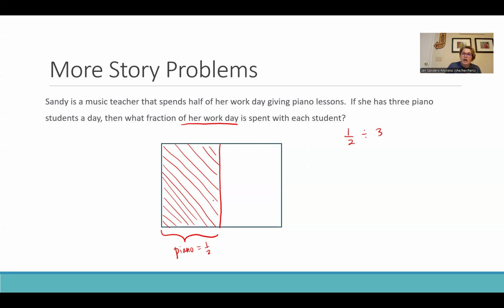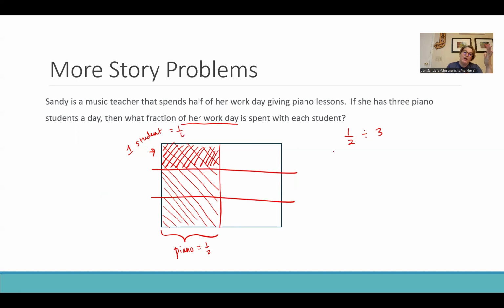So we want to fair share this into 3. So let's go. So fair share into 3. And one of these represents 1 student. So this is 1 student. 1 piano student. This is also 1 piano student. This is also, so just highlighting one of them is showing what fraction of her day is 1 student. Okay, so that would be 1 out of 6.